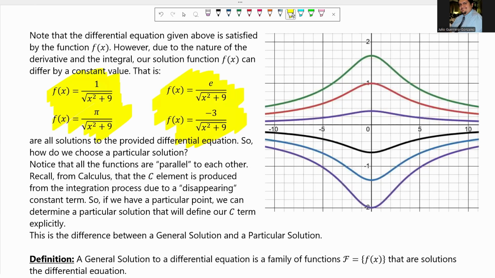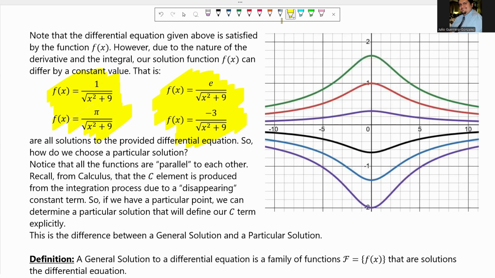So the question now becomes, well, I want a particular one. Remember how I said I didn't want to use the word particular solution, because that's actually the terminology. Let's say I wanted to pick out one particular solution out of the whole collection of the f of x's that satisfy this differential equation. So what do I do? How do we do that?